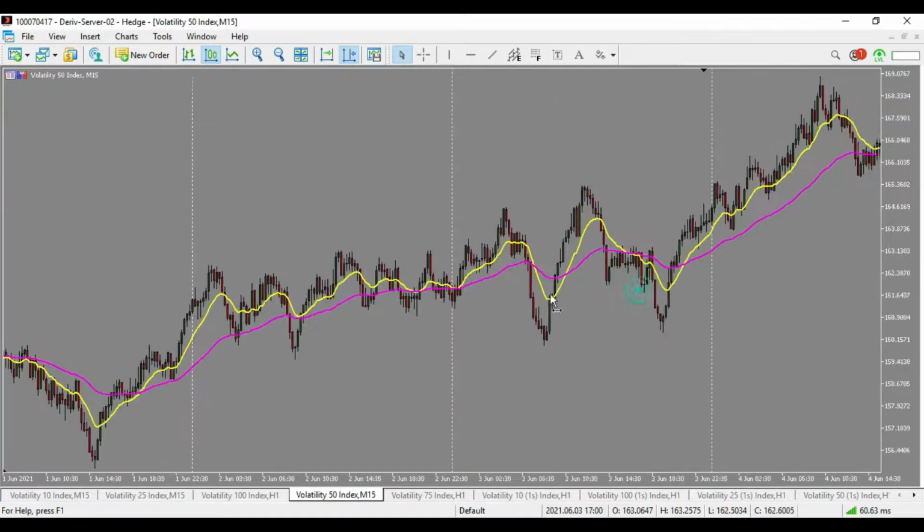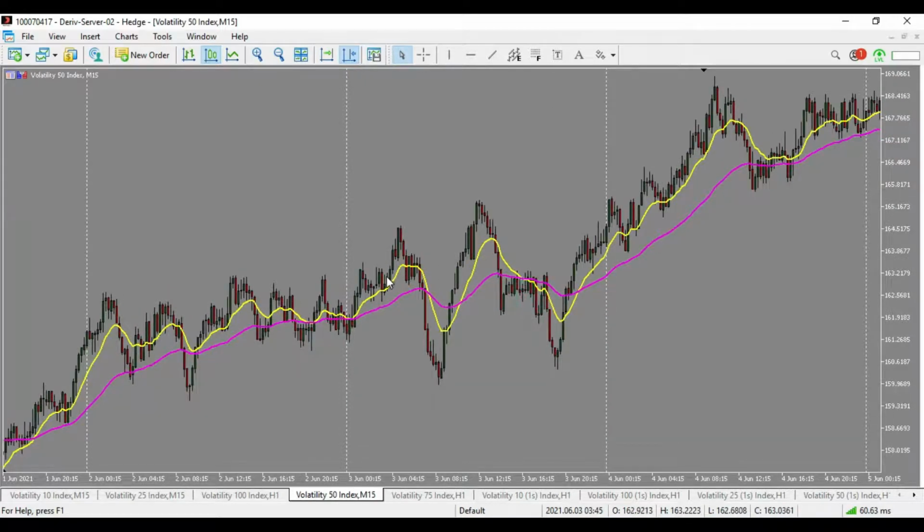All right, again right here, right, if I'm to draw another straight line, right, we can see that this second peak is slightly above this, and then we get our reversal.